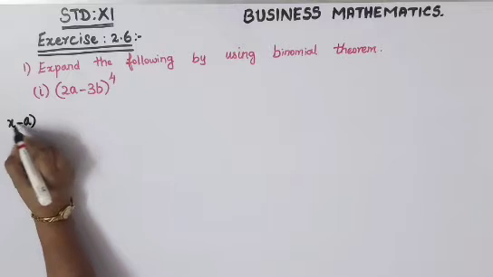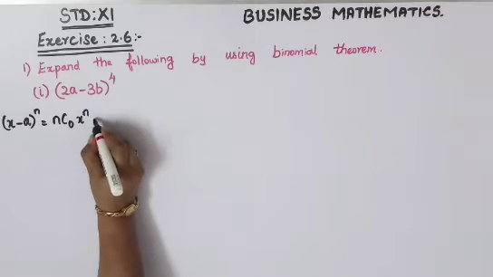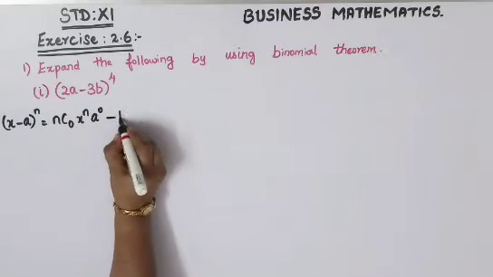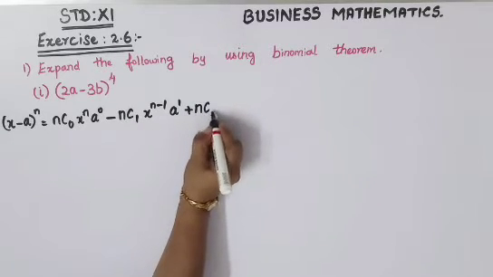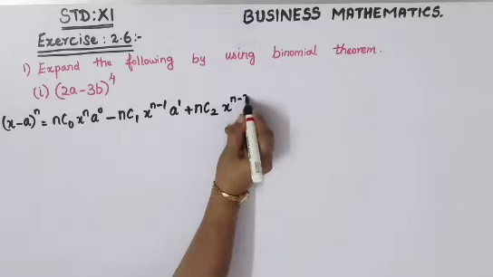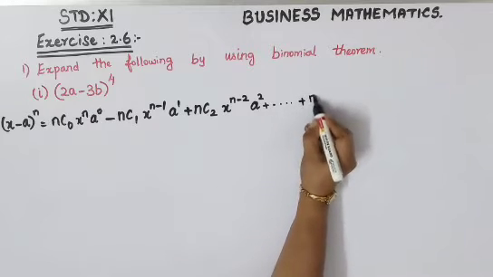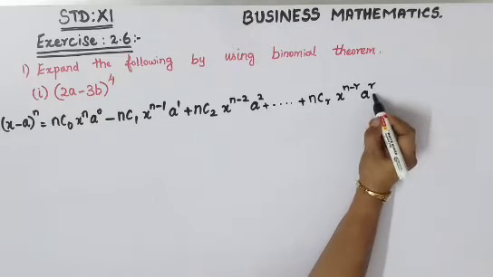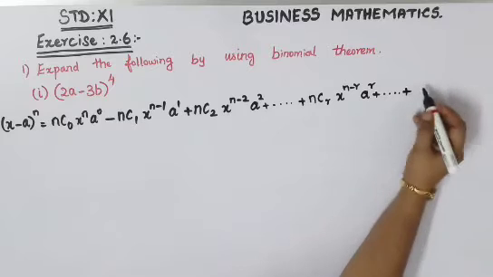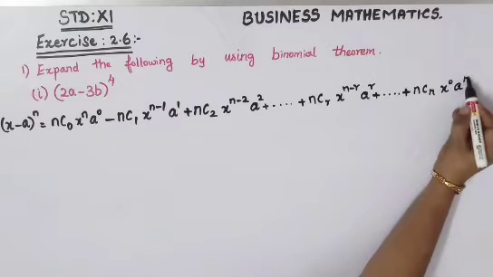(x minus a) the whole power n is equal to nC0 x power n into a power 0, minus nC1 x power n minus 1 into a power 1, plus nC2 x power n minus 2 into a power 2, plus etc. Your middle term is nCr x power n minus r into a power r, plus etc., plus your last term is nCn x power 0 a power n. So this is your last term.